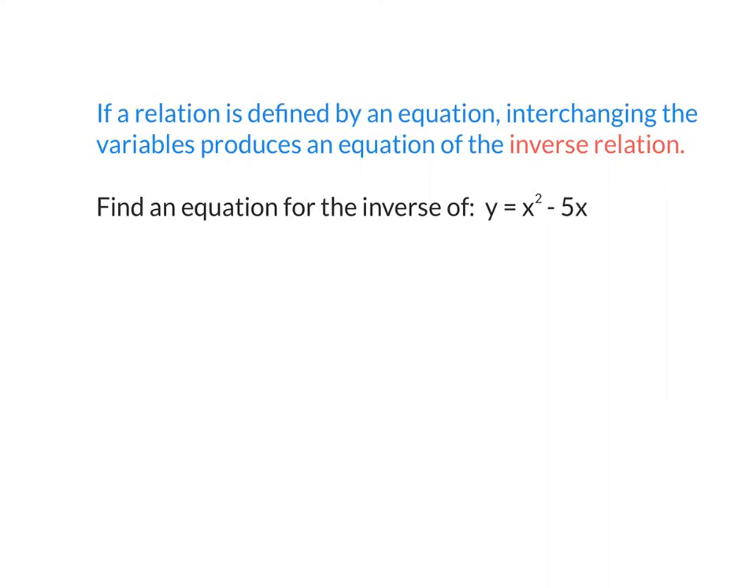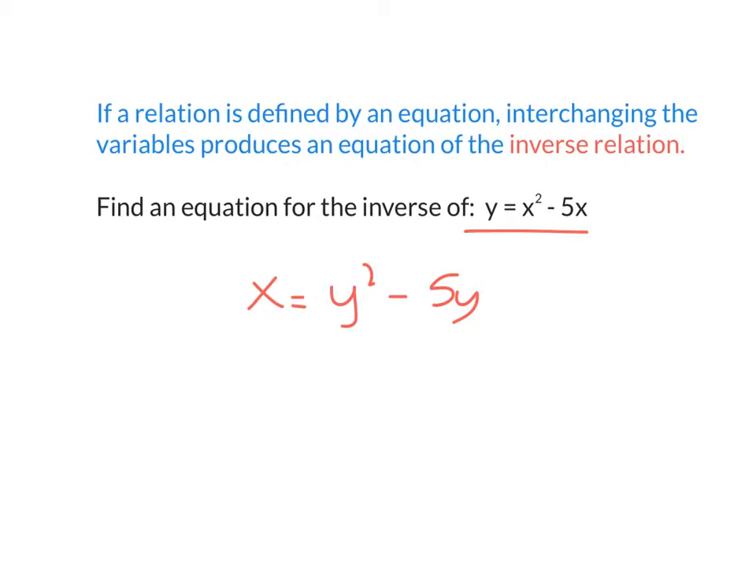If a relation is defined by an equation, interchanging the variables produces an equation of the inverse relation. So this problem right here says find an equation for the inverse of this. All they're asking you to do here is interchange your variables. So x equals y squared minus 5y. And that would be your inverse relation when you interchange them. If you were to graph them, you would see something pretty interesting.